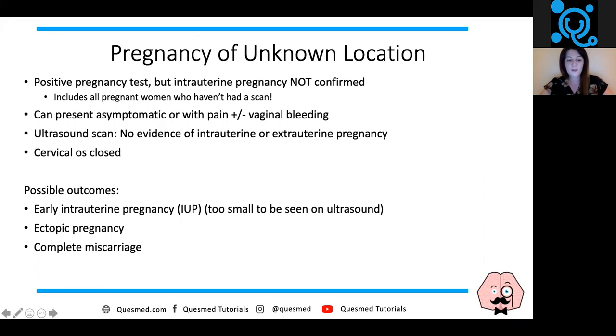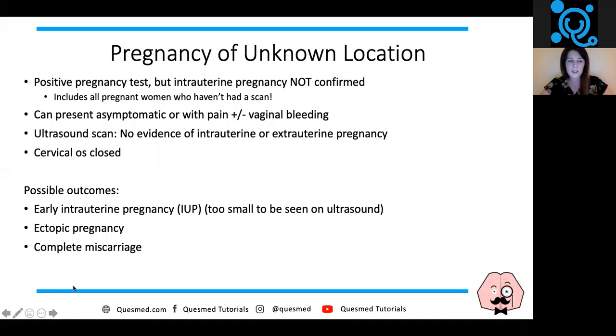Pregnancy of unknown location is a term used to define a woman who has a positive pregnancy test, but the location of the pregnancy has not yet been determined. And of note, this includes all pregnant women who haven't had a scan. These patients can present asymptomatically or might have pain or vaginal bleeding. On ultrasound scan, the pregnancy cannot be found in the uterus or elsewhere. On speculum examination, the cervical os is closed.